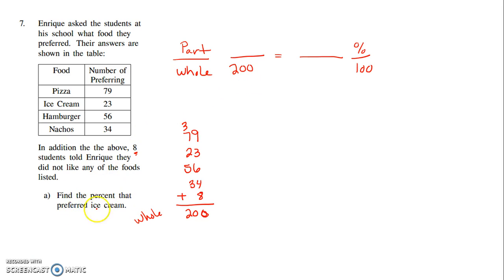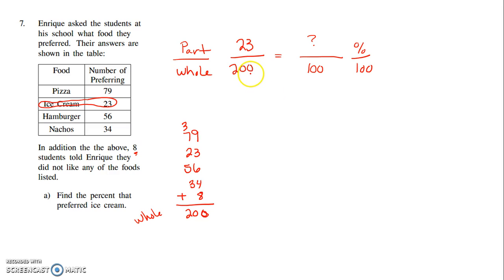And how many preferred ice cream? What was the part that preferred ice cream? Oh, 23 of those students preferred ice cream. And what we're wondering is what percent of students is that? Well, percent is always out of 100. So if 23 out of 200 like ice cream, how many out of 100 like ice cream?